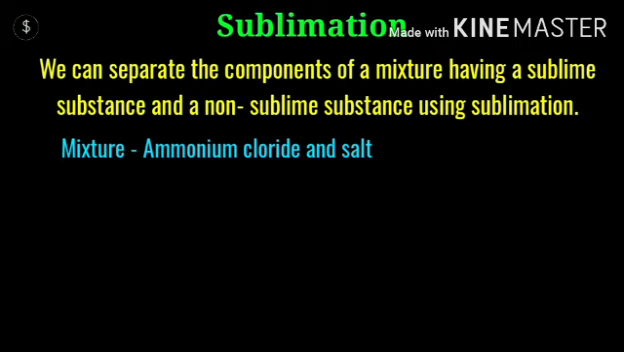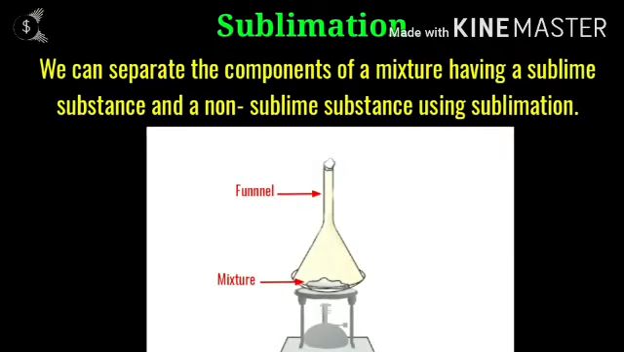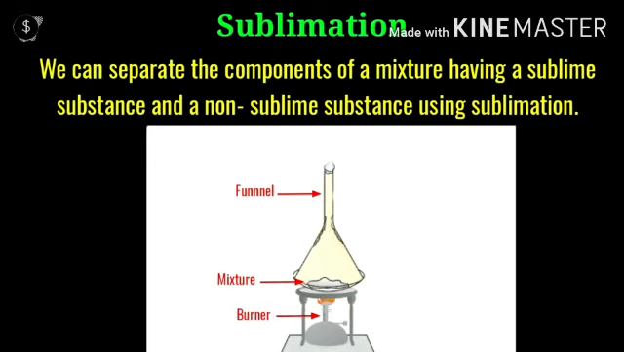Children, we take ammonium chloride and salt in a watch glass or petri dish and keep an inverted funnel over it. We close the top of the funnel with a cotton plug and, using a burner, we heat this mixture. When we heat the mixture, ammonium chloride, as it is sublime, without coming to the liquid state, converts into gaseous state, and this gas gets stuck on the walls of the funnel, and after that we cool it.